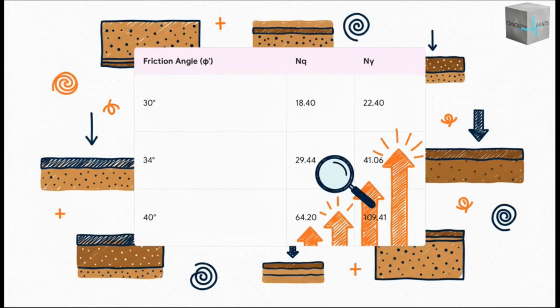Now, before we even get to the F factors, let's look at the N factors. These are tied directly to the soil's internal friction angle. And check this out. Look at how these numbers just explode as the friction angle goes up. Going from 30 to 34 degrees almost doubles N gamma. It's a perfect illustration of just how incredibly important frictional strength is for a soil's capacity.